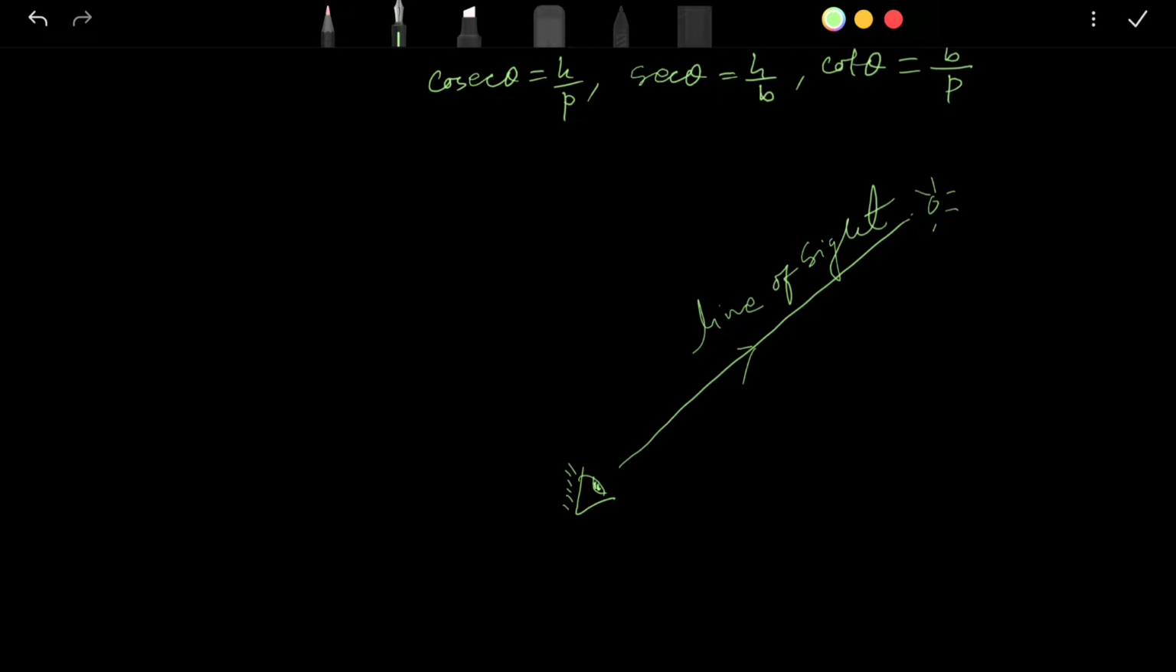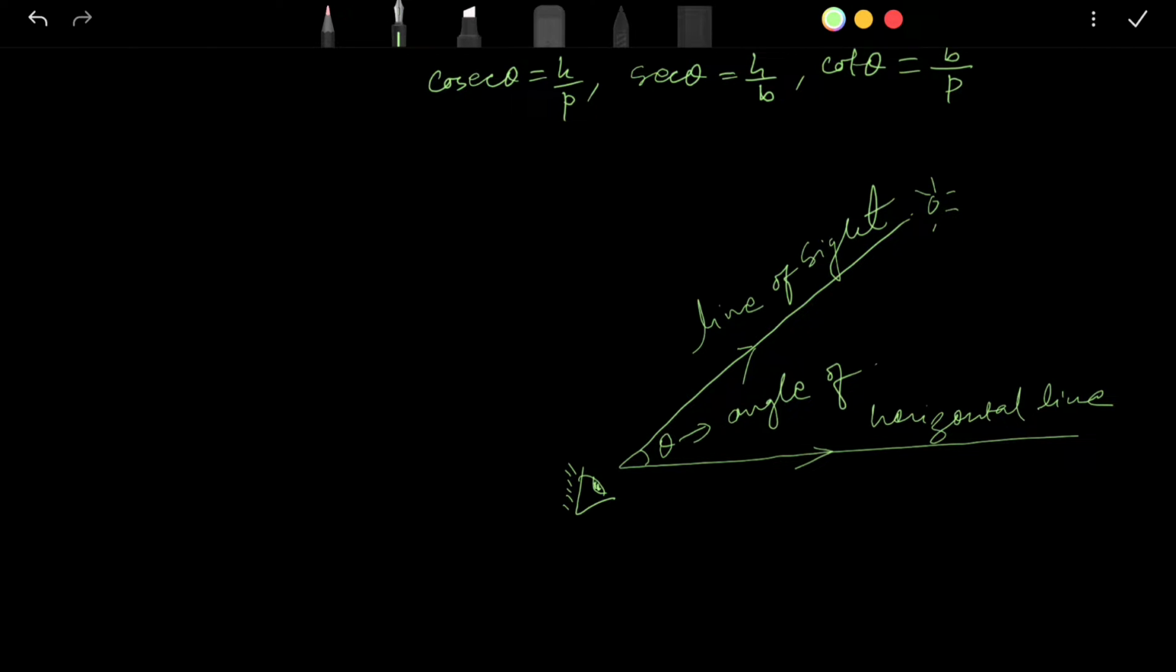Now any line parallel to the surface of earth is called the horizontal line. What happens if something is above the horizontal line? If we are viewing any object which is above the horizontal line, an angle of elevation is formed. This angle is called the angle of elevation, when you are viewing any object above the horizontal line.